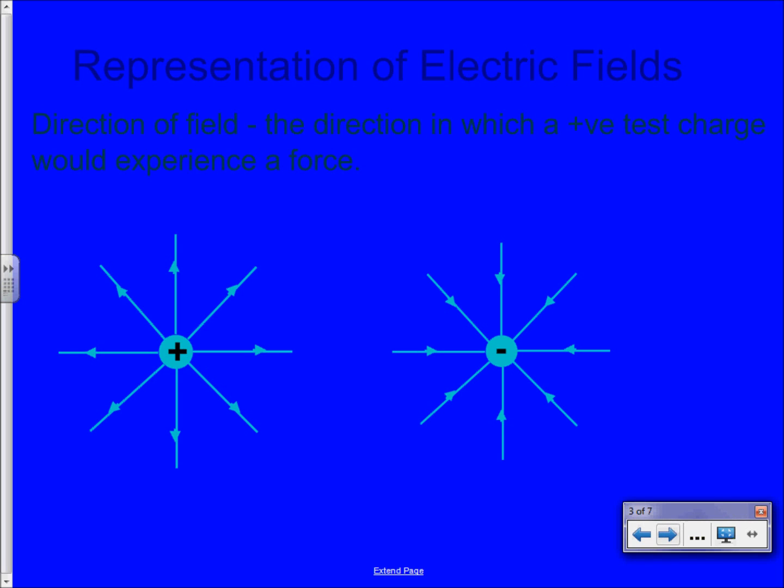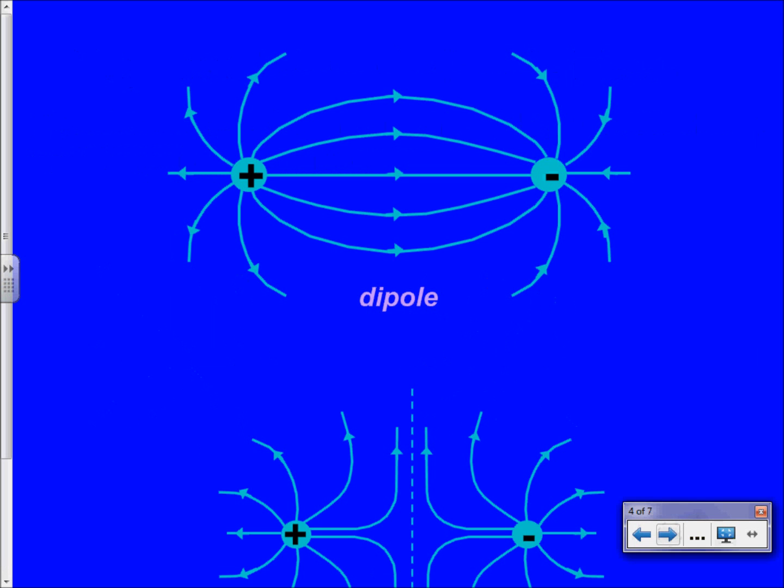Representation of electric fields: basically, the direction of the arrows is away from a positive charge and towards a negative charge. That's fundamental, and it's taken into account in the definition, force per unit positive charge. So radial field lines there. In the case of a positive and a negative charge, what we call a dipole, it's something like this. If we had a positive test charge and placed it there, it would experience a force in that direction. If we placed a positive charge there, it would experience a force in that direction, and so on.